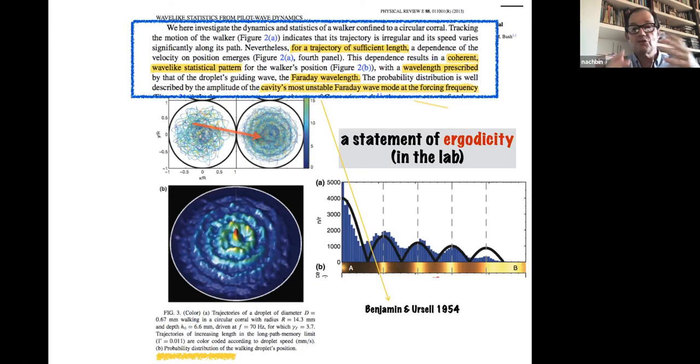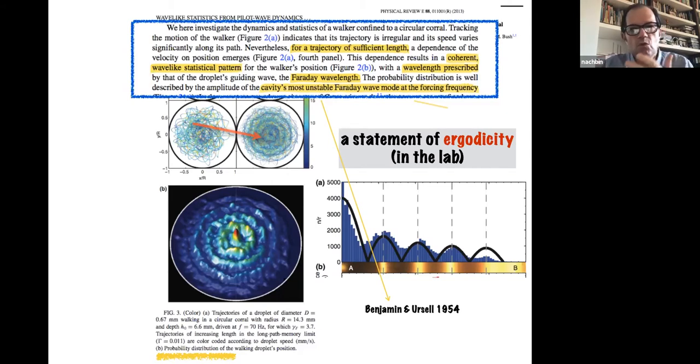So there are all these conjectures that, as we see in the blue box here, a wave-like statistical pattern emerges if one waits long in time, for a trajectory of sufficient length, and it looks like the cavity's most unstable mode. So here we see a sort of statement of ergodicity. If you wait long enough, the invariant measure surfaces, and basically this is what this rendering shows.